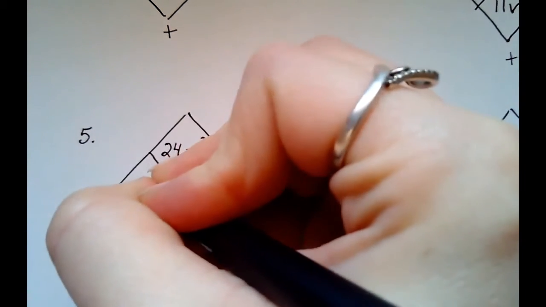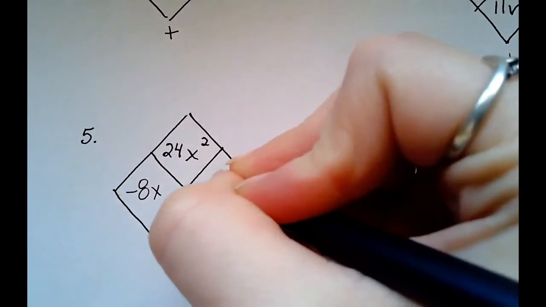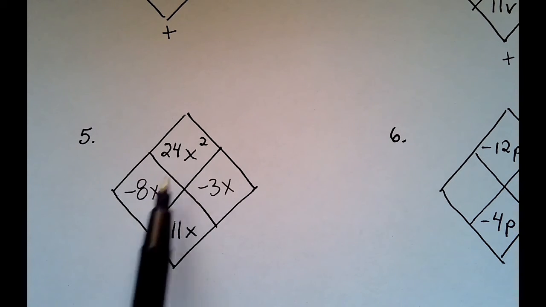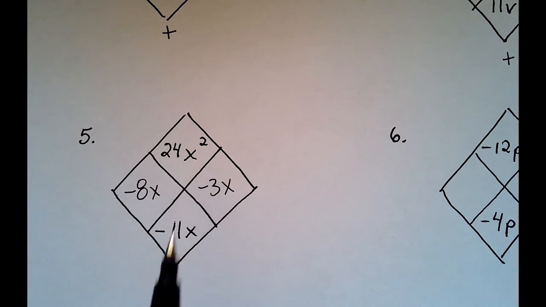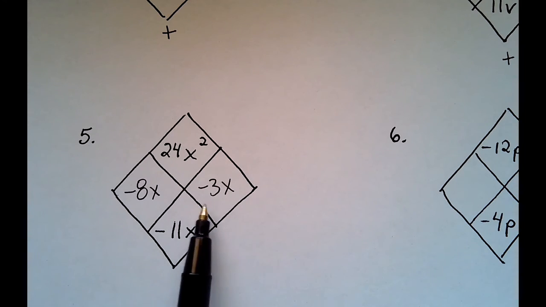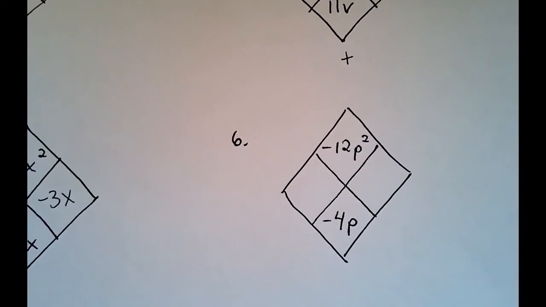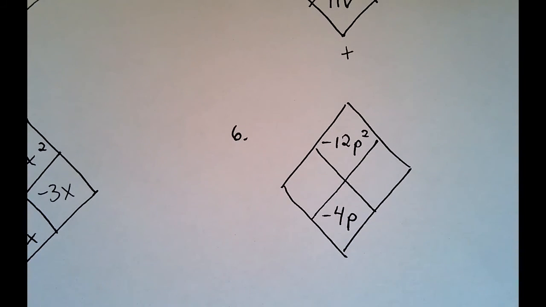All right. How do we do? 8 times 3 is 24. So negative 8 times negative 3 is positive 24. X times x is x squared. Negative 8x plus negative 3x is negative 11x. All right, last one. Go ahead and try number 6 on your own. Pause the video and try number 6.